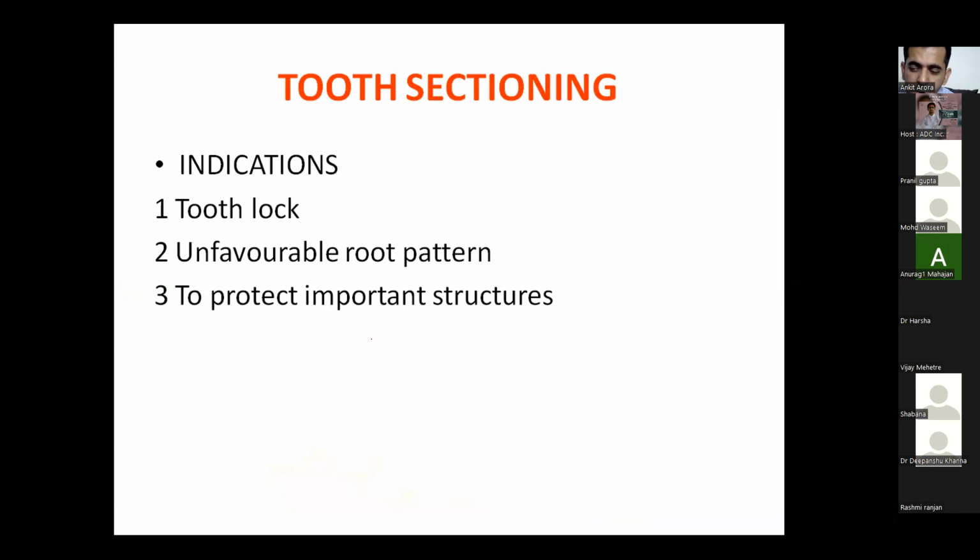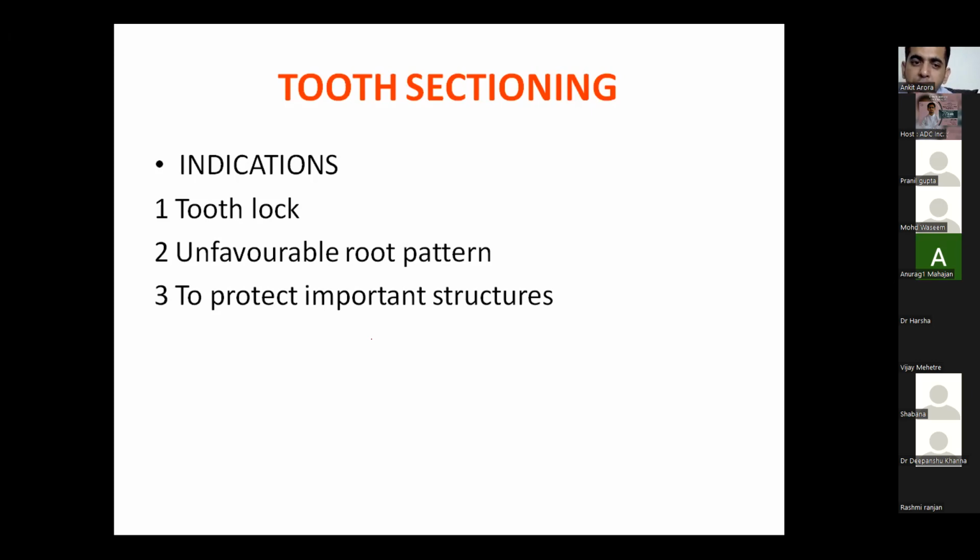Now either you can go for tooth sectioning, or delivery of the tooth, or removal of the tooth, right? In horizontal impaction, you need to divide the tooth, or you need to deliver the tooth in cases of mesioangular impaction. So the question that arises here is, where do we need to section the tooth, or where do we need to make an attempt to remove the tooth? In cases of tooth sectioning, there are some indications.